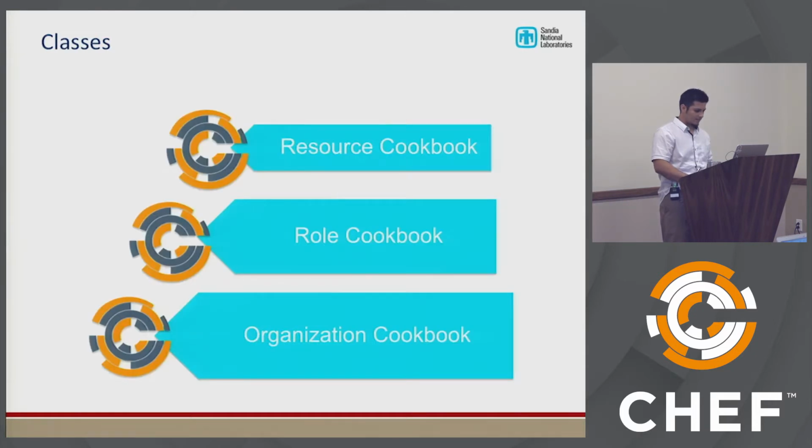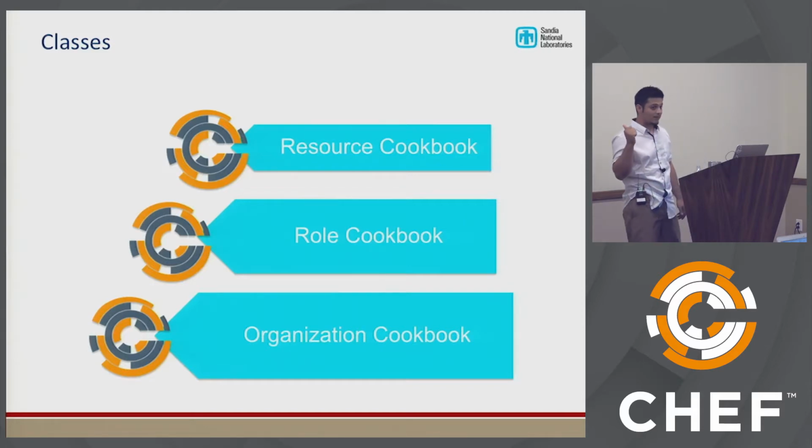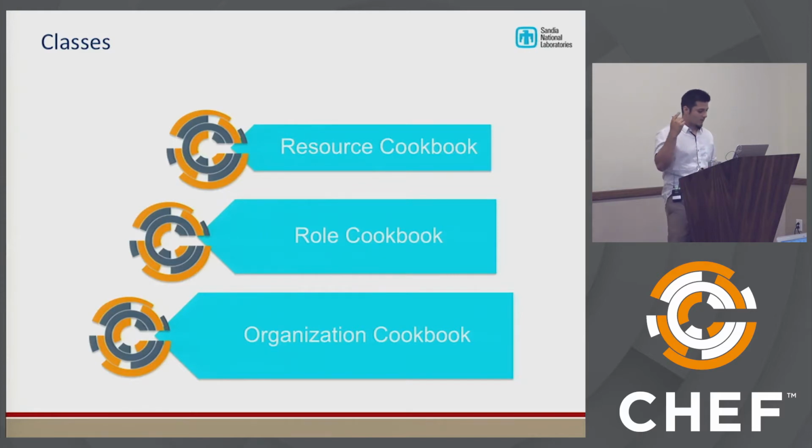And then these are the 3 classes of cookbooks that go through the pipeline. A resource cookbook, these are self-defined. Resource cookbook is very, very simple. It can be used by many projects. It's like turning a service on, turning a service off, or installing a service.